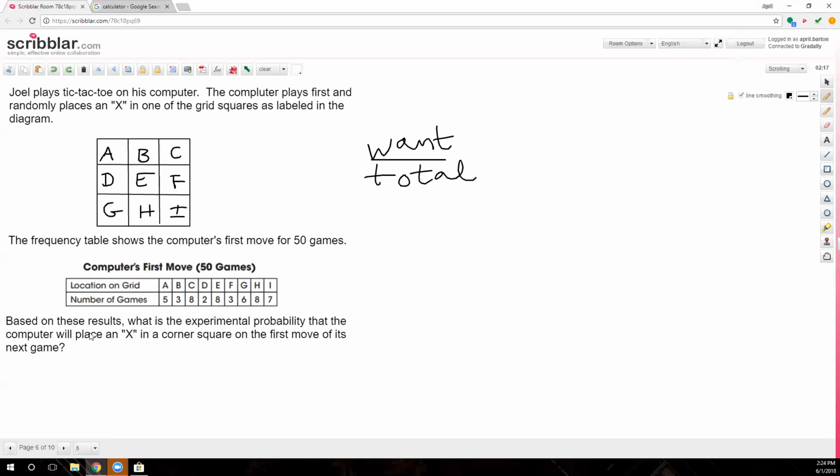Based on these results, what is the experimental probability? Even though they're using the word experimental, we still do want over total. We're just going to base it off this table instead of, like on the last example, we just knew on a number cube, this is what happens every time. So experimental probability that the computer will place an X in a corner square on the first move of its next game. So they said in a corner square. What we want is a corner square.